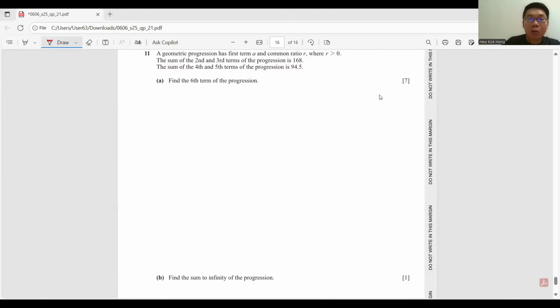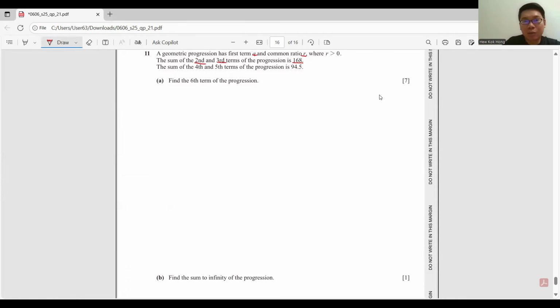Question 11. A geometric progression has first term A and common ratio R. The sum of the second and third term is 168. The fourth and fifth term is 945. So we can form the equation. When they say sum of two numbers, usually we do not use the sum equation, because using U2 and U3 would be easier.